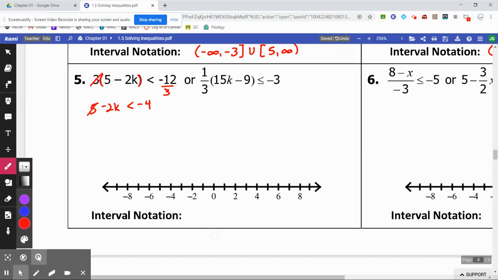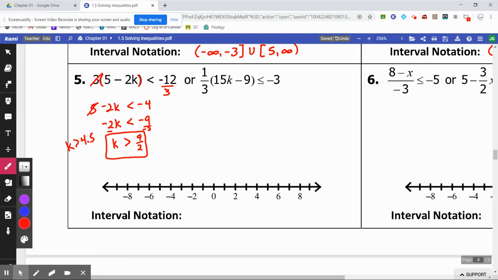Let's move our 5 next by subtracting. Gives you negative 2k is less than negative 4 minus 5 is a negative 9. So therefore k, we're going to have to flip our symbol because we're going to divide by negative 2. Negative divided by a negative is a positive 9 halves. So there's the first part of our answer, which, by the way, would be k is greater than 4.5 if you want to write it as a decimal.